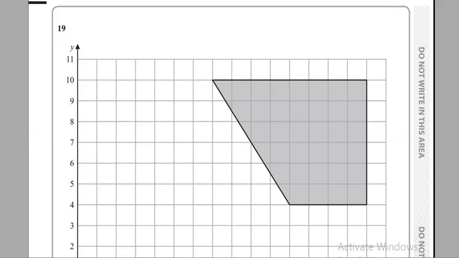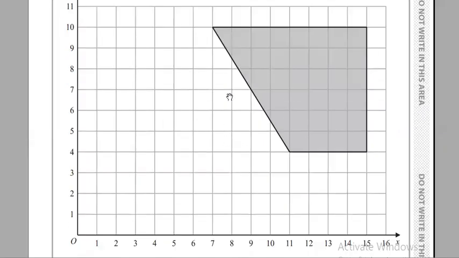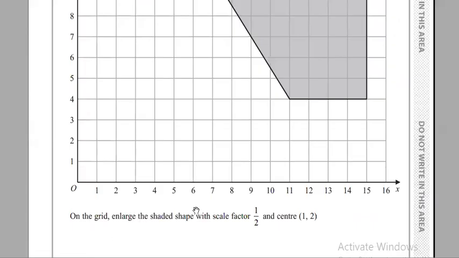In this video, we're going to talk about the rest of the questions in the past paper of Tuesday, 7th of January, 2020. Question 19, we have a shape here and we want to enlarge the shaded shape with scale factor of half and center 1, 2.